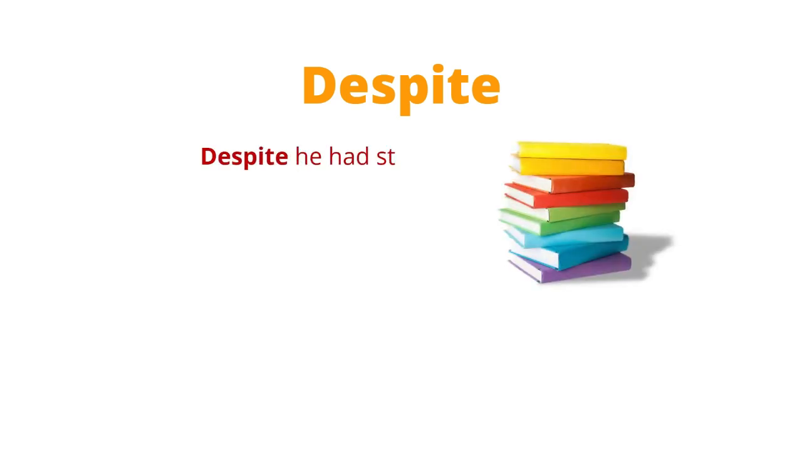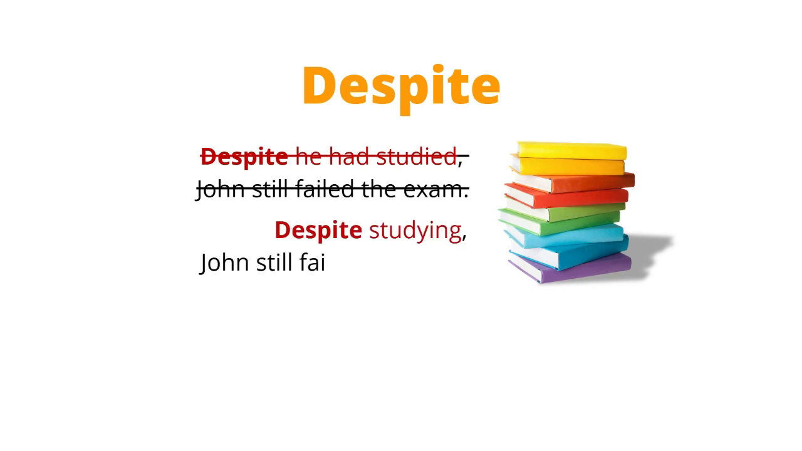Let's look at despite. Now this sentence is incorrect. The full clause he had studied does not go after despite. Okay, this is something very important that you have to learn. Despite does not go with the full clause. Usually despite will go with an ing verb. Okay, despite studying, John still failed the exam. Despite is followed by the ing form of the verb.